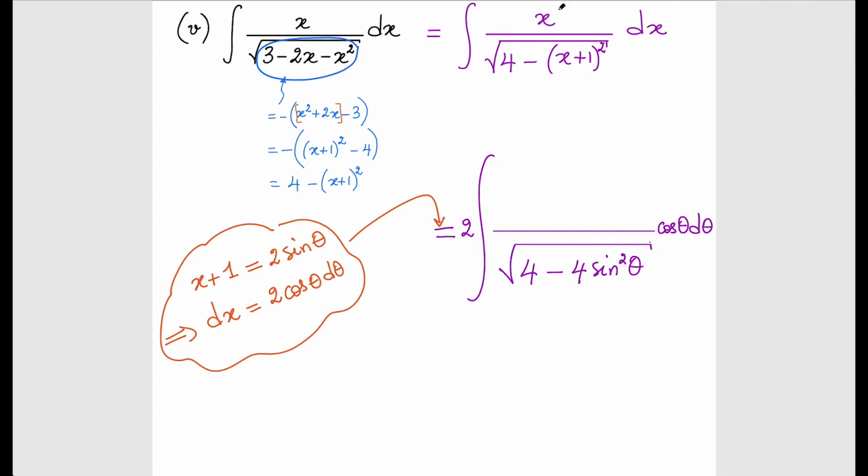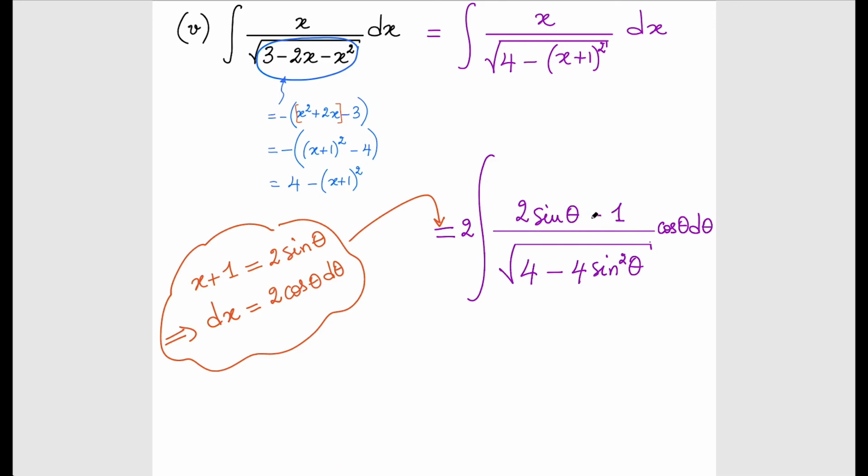I still have the x. How much is x in terms of theta? It's 2 sine theta minus 1, right? Again, I'm talking about this one here. Solve for x for me to represent this piece in terms of theta. Well, if x plus 1 is 2 sine theta, then x is going to be 2 sine theta minus 1.